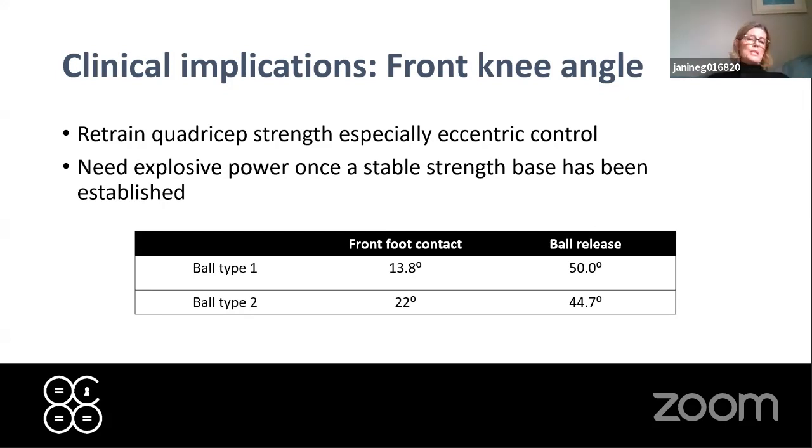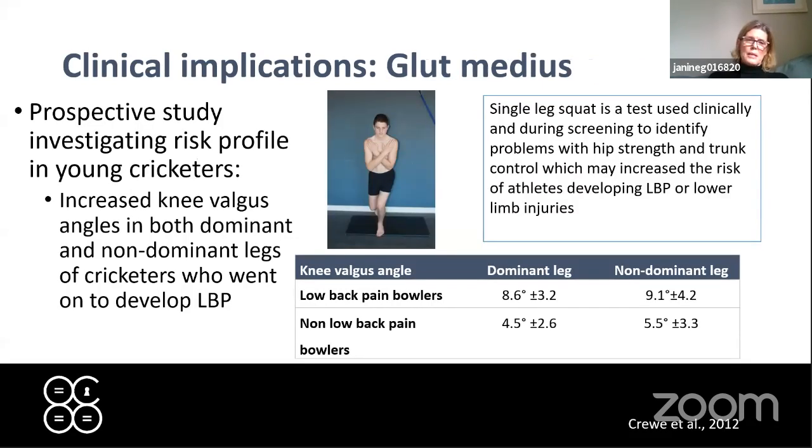The implications for the knee angle: we need to retrain quadricep strength, especially eccentric control, and once we've done that, we need explosive power once we've got a stable strength base. This was an elite fast bowler we looked at. His knee angle at front foot contact was a really nice 13 degrees when he landed. But by the time he got to ball release, his knee had collapsed to 50 degrees. When we investigated and chatted more, he'd had a long-standing knee injury on that side, and it was actually decreasing his performance because his knee was collapsing. So we did a lot of intervention there. We improved the knee pain and performance at the same time.